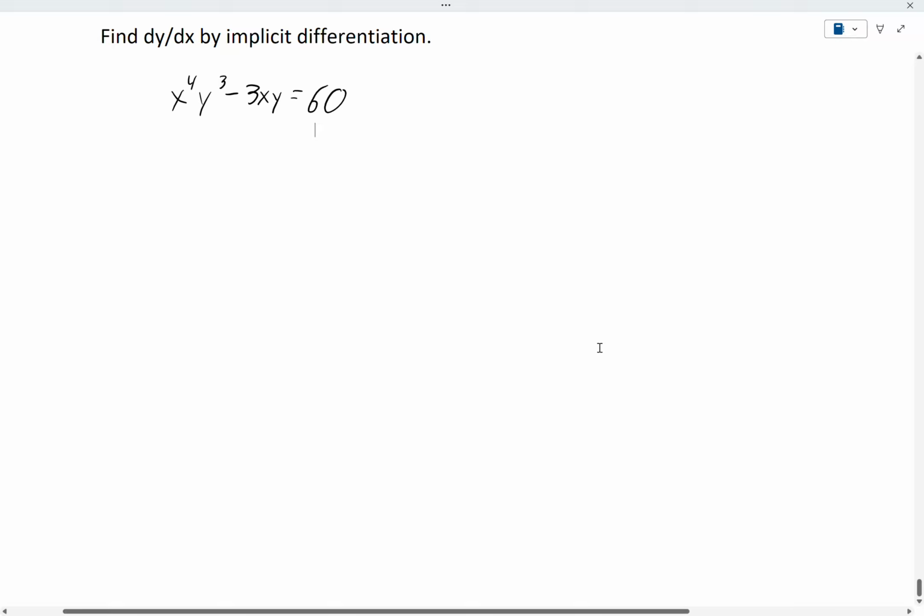In this video we're going to be using implicit differentiation to find dy/dx. So here is our implicitly defined function right here. And it's implicitly defined because y is just mixed in with your x's and you can't really separate it. Or maybe you could separate it, but in this case you can't, so that's why y has to be mixed in with all of your x's.